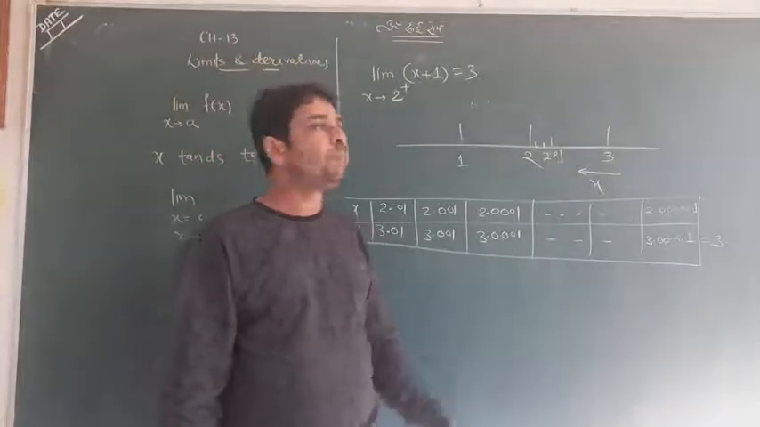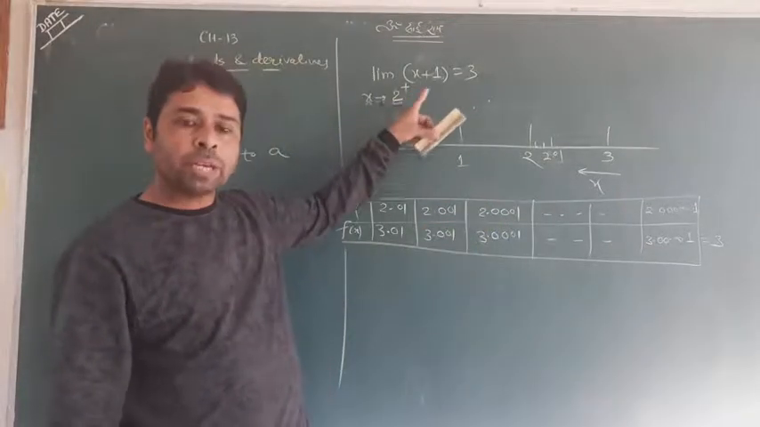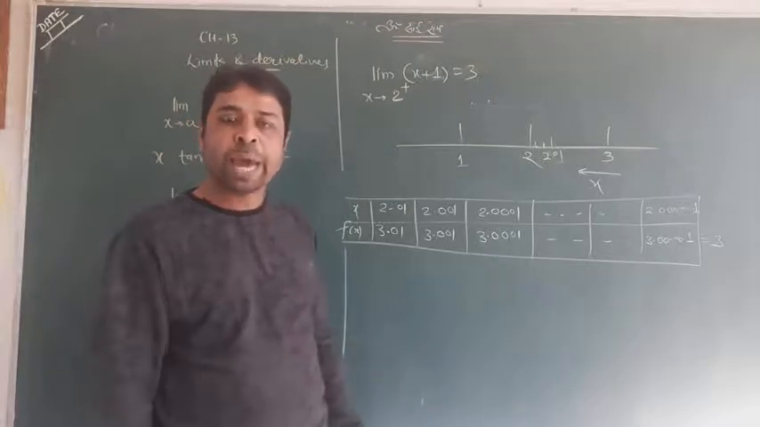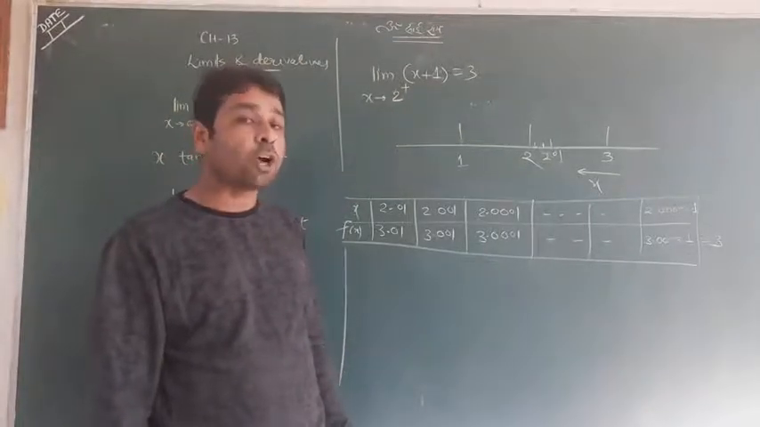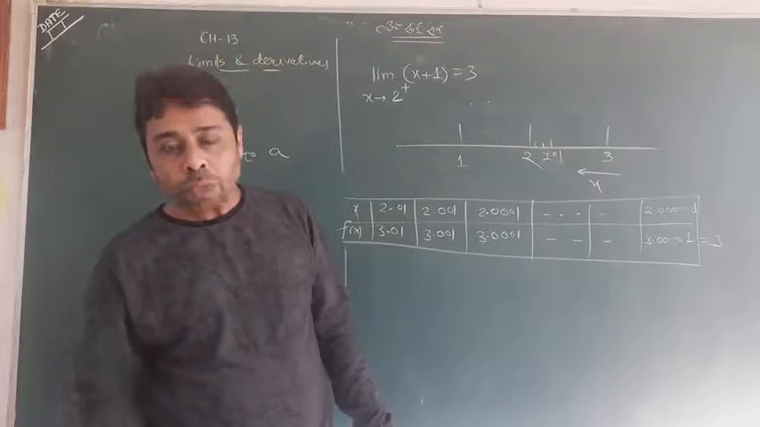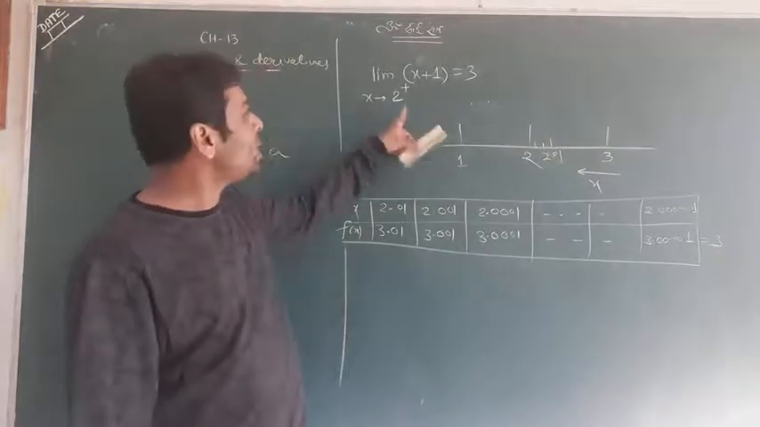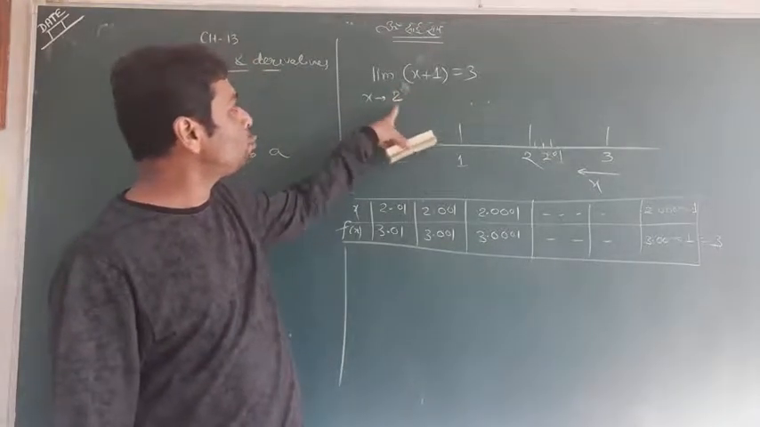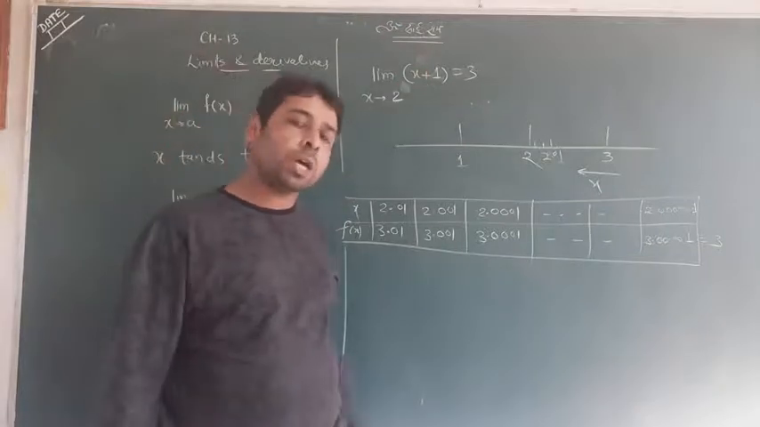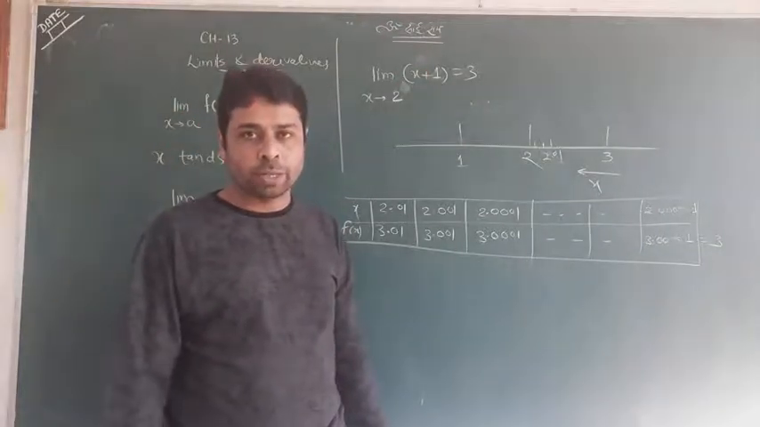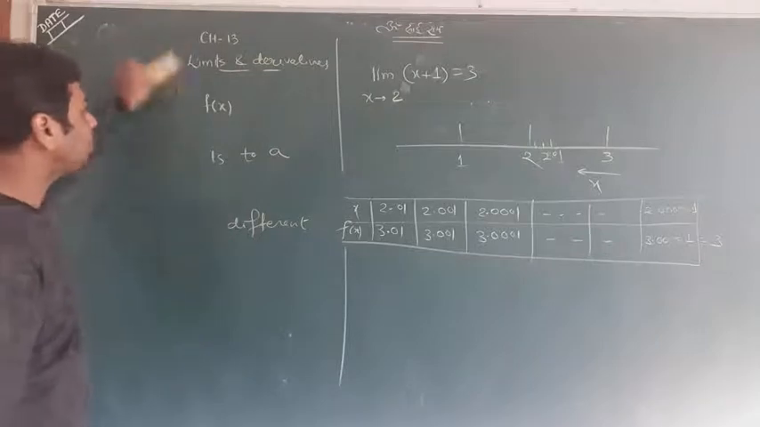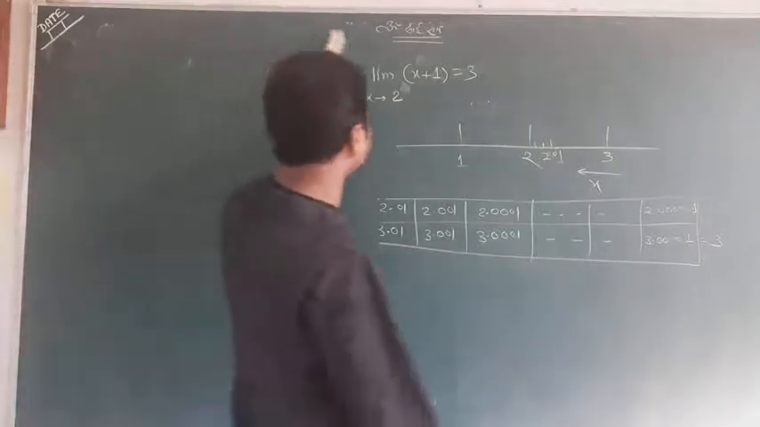Try to understand. X tends to 2 means x is approaching 2, and the meaning of x tends to 2 is not x equal to 2. Both have different meanings. But lastly, we will put x equal to 2 for x tends to 2, which is considerable. Okay, so this was a simple concept of limit. Now I will tell you some more things about that.